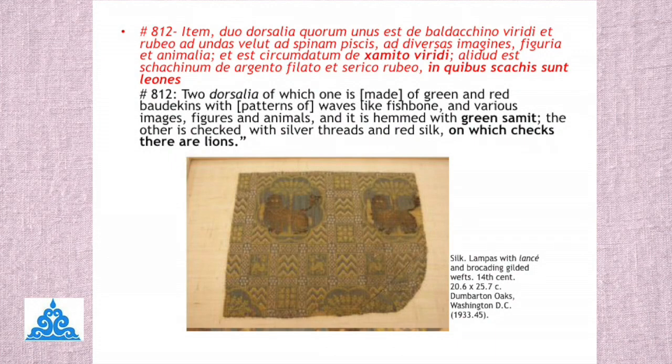For example, two sandals with a pair of purple Samit or Xamito, and the other one, two sandals made in purple Catasamit or Cataxamito with roses in gold fillet and pearls and balls. And again, entry 812, two dorsali, of which one is made of green and red baldachin from Baghdad with a pattern of waves like fishbone and various images, figures and animals, and it is hemmed with green samit or xamito. The other is checked with silver thread and red silk, on which checks there are lions.